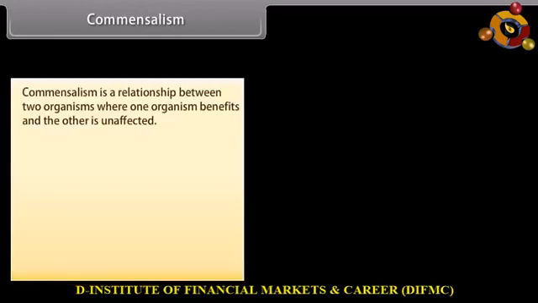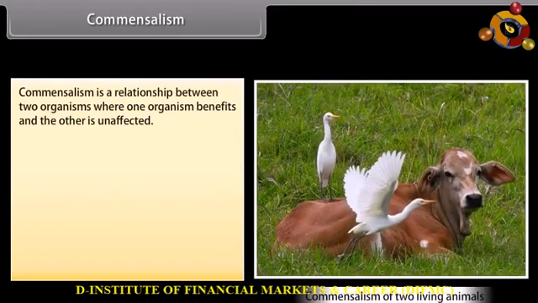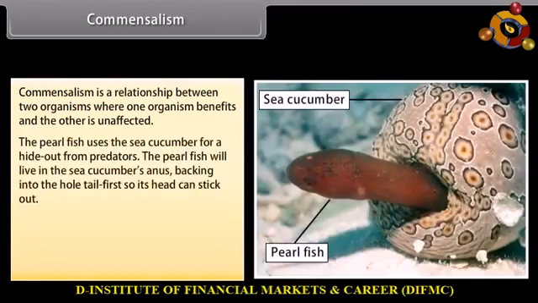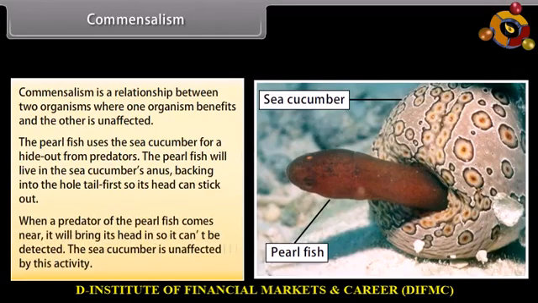Commensalism. Commensalism is a relationship between two organisms where one organism benefits and the other is unaffected. For example, the pearlfish uses the sea cucumber for a hideout from predators. The pearlfish will live in the sea cucumber's anus, backing into the hole tail first so its head can stick out. When a predator of the pearlfish comes near, it will bring its head in so it can't be detected. The sea cucumber is unaffected by this activity.